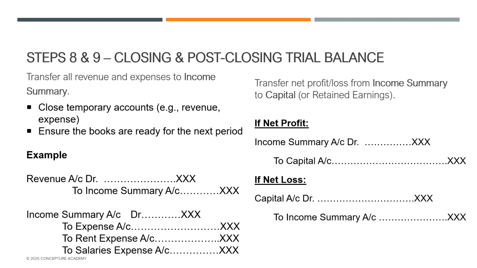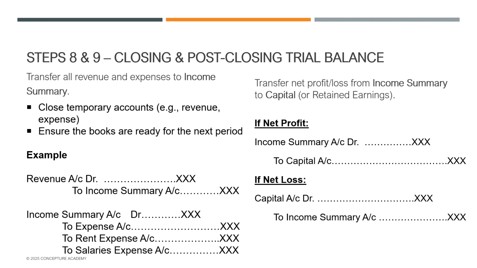Then transfer net profit or loss into income summary account again. If there is net profit, income summary account would be debited and capital account would be credited. If there is net loss, capital account would be debited and income summary account would be credited. And then finally, we close drawings if there are any. Capital account would be debited and drawing accounts would be credited. So at the end of this process, all the temporary accounts have zero balances. That means they will not appear in the post-closing trial balance.